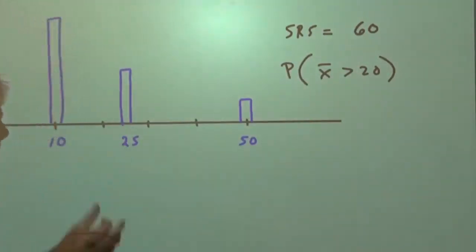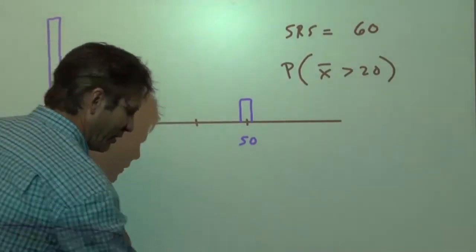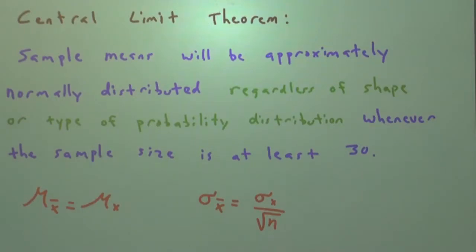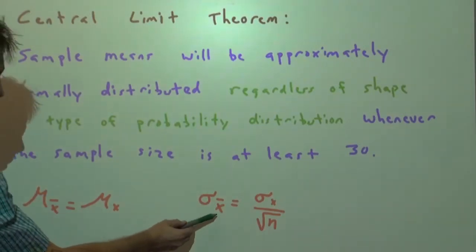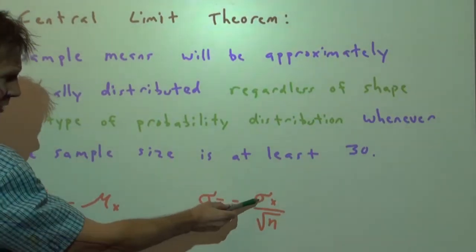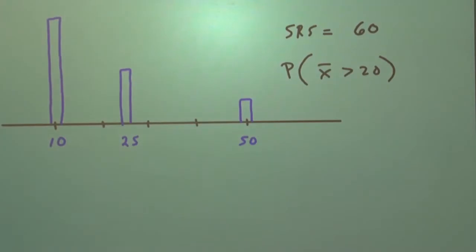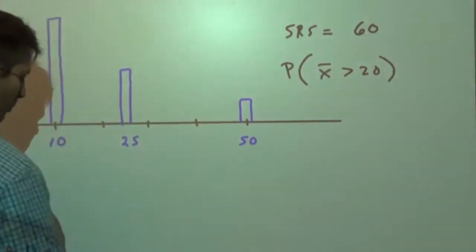I'm glad you asked. What we're going to do is go to the central limit theorem. The central limit theorem says that sample means will be approximately normally distributed regardless of the shape or type of probability distribution whenever the sample size is at least 30. And the mean of the sample means will be the mean of the population, whatever the random variable's mean is. And the standard deviation of sample means will be the original standard deviation divided by the square root of the sample size.